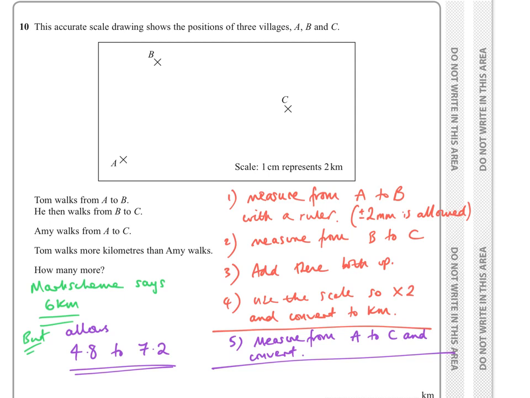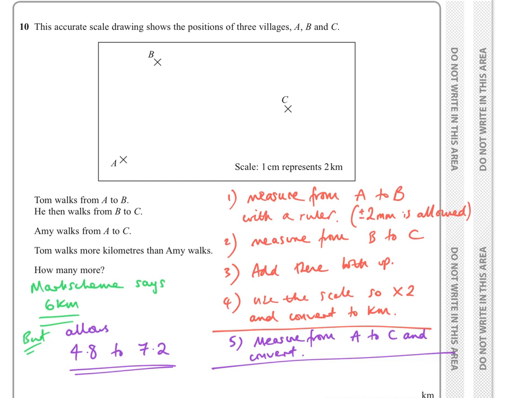Question 10. As I don't have a copy of the paper here, and if I did it would be a photocopy, then if I was to go through the entire question properly with a ruler, I wouldn't get the right answer anyway. But what to do is step 1, measure from A to B with a ruler, and then B to C. Make sure that you know the mark scheme allows plus or minus 2 millimetres accuracy, so you could have been over by 2 millimetres here, over by 2 millimetres here, don't forget.